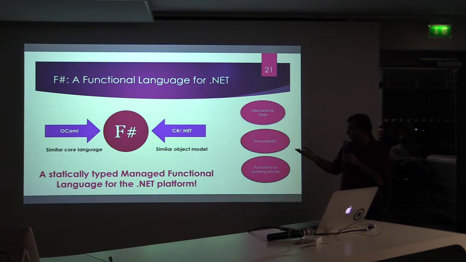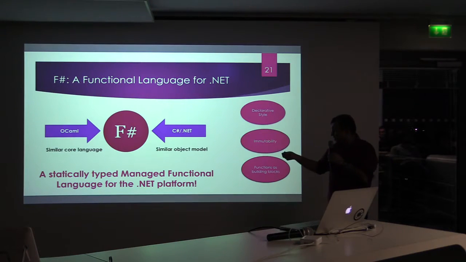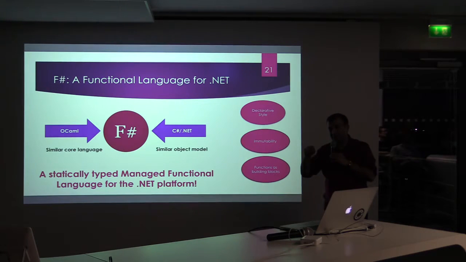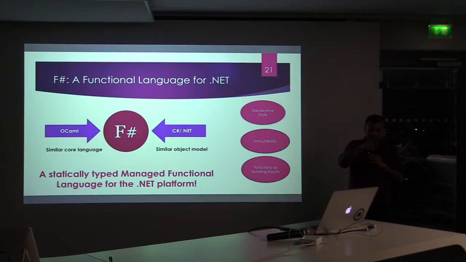So F# is basically a statically typed managed functional language for .NET. Statically typed because you have types, and these types are checked at compile time. Managed is a term we use for any language that is on the .NET, in the sense the memory model is managed for you, whereas C++ is kind of native. They don't use the term managed, they use the term native. So you have the native languages, and then you have the managed languages, and there are some languages that are in between, 50% native, 50% managed. So F# is completely managed, right?